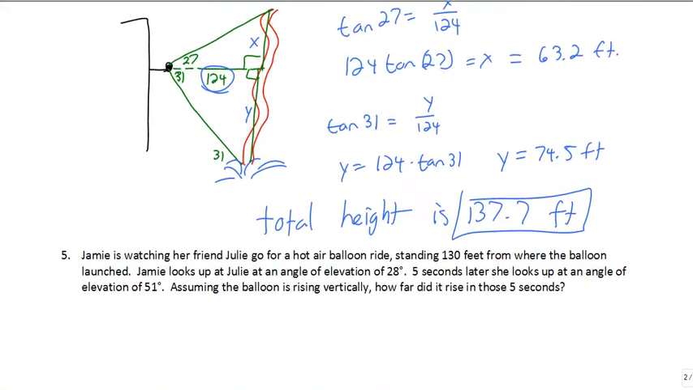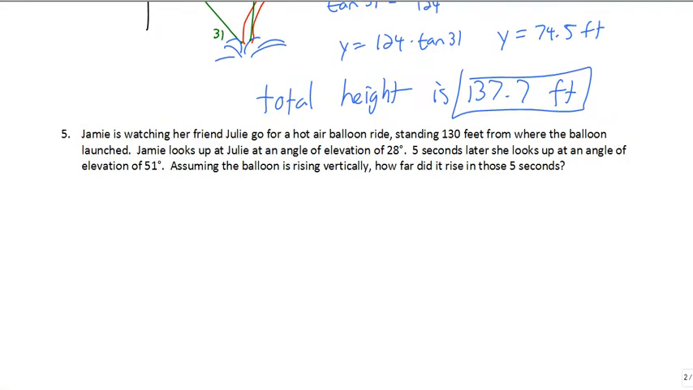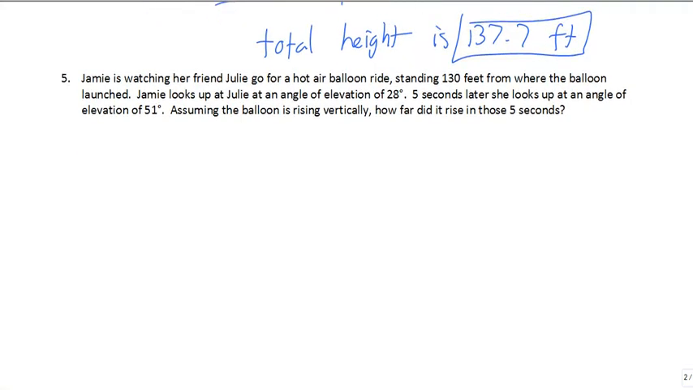Alright, last one. Jamie is watching her friend Julie go for a hot air balloon ride, standing 130 feet from where the balloon launched. So, here's Jamie. Again, we're not assuming that Jamie is any feet tall. We're just going to pretend that she's at ground level. 130 feet, and then there's a hot air balloon. And then there's a basket that, okay, whatever. It probably should be a lot bigger. Okay. All right. So it says she's 130 feet from where it is, so that's this.